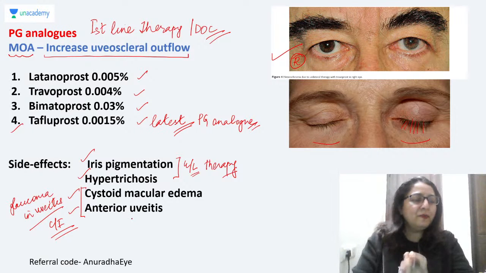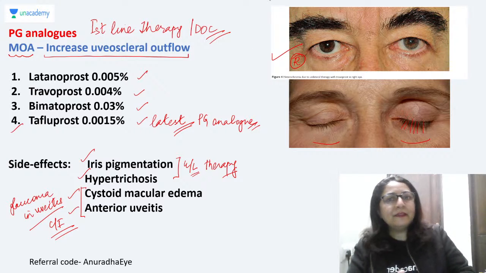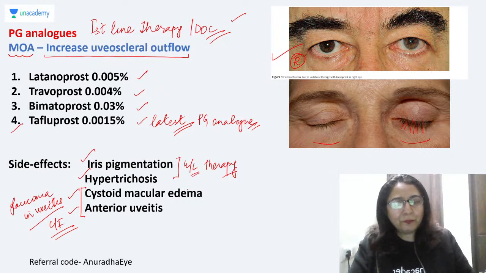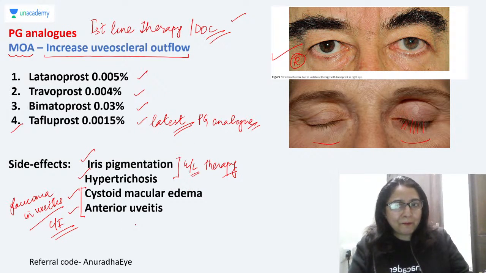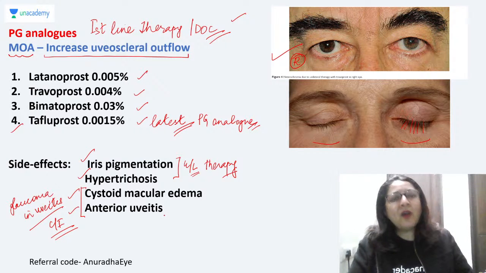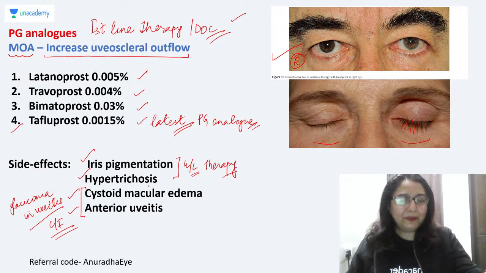So the things to be remembered about prostaglandin analogs: they are the first line therapy, the drug of choice for initiating medical therapy. Their mechanism of action is to increase uveoscleral outflow. They have mild side effects which are mainly local, iris pigmentation and hypertrichosis, and they are contraindicated in the presence of uveitis or pre-existing macular edema. You will avoid them. So this is about prostaglandin analogs.